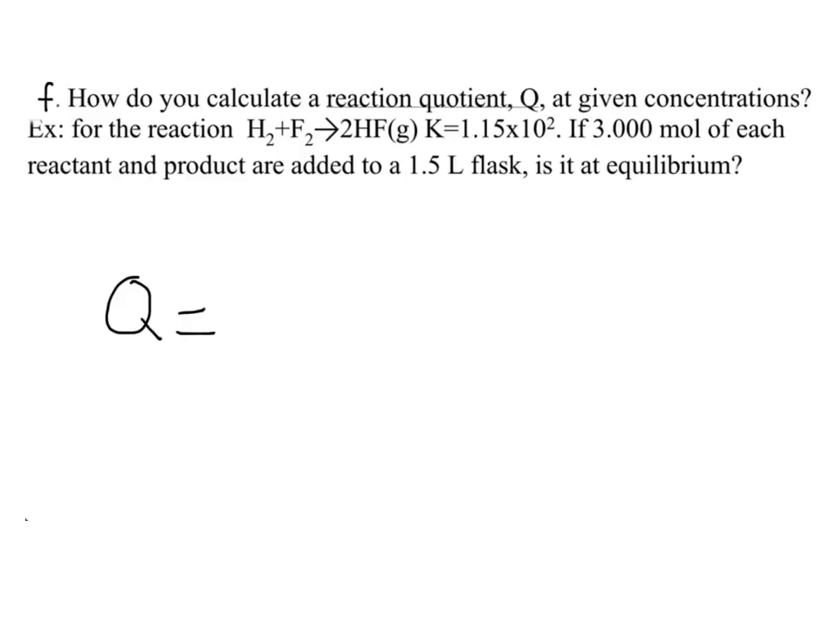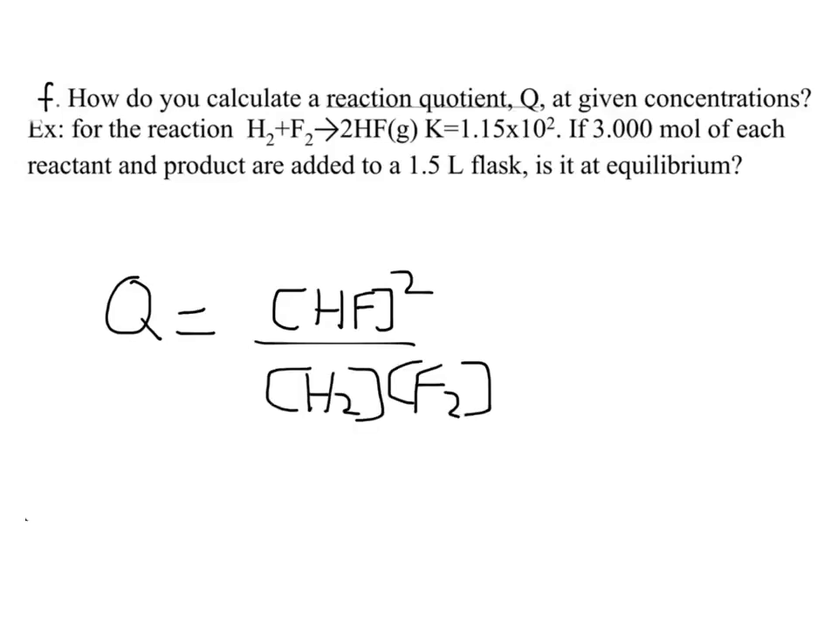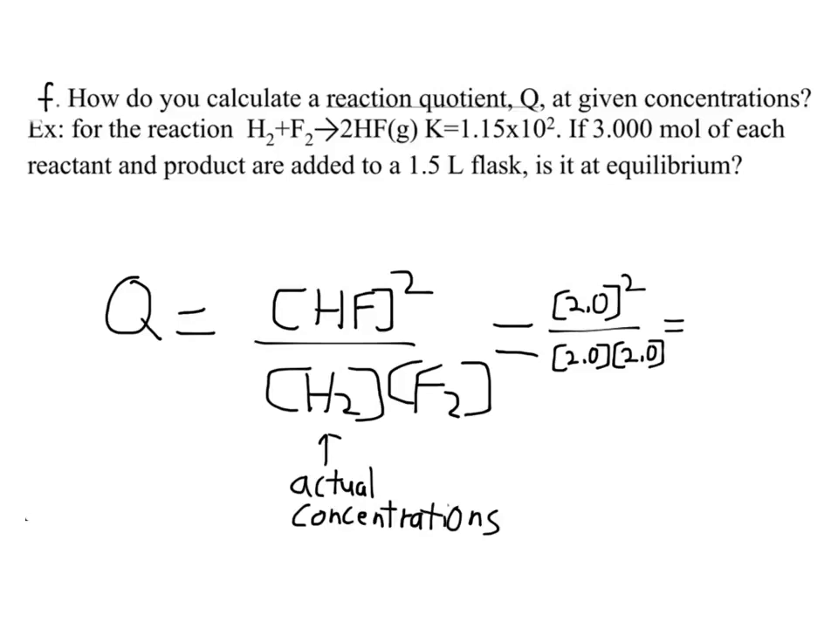So in this problem, we're going to calculate Q. It's going to be products raised to their coefficients over the reactants raised to their coefficients, which are just 1 and 1. And then we're going to plug in the actual concentrations. So it's going to be 3 moles divided by 1.5 liters, which is 2 moles per liter for everything. So that's going to give us a reaction quotient, a Q of 1. So now we just need to compare to K and find out if it's at equilibrium. So is 1 equal to 115? No, it's not. So that means it's not at equilibrium.